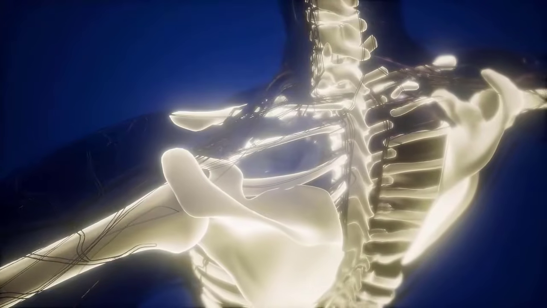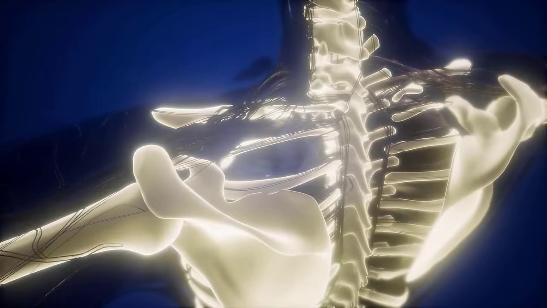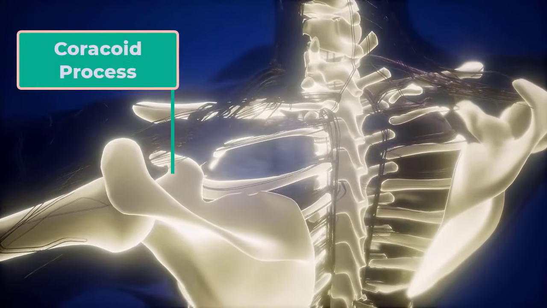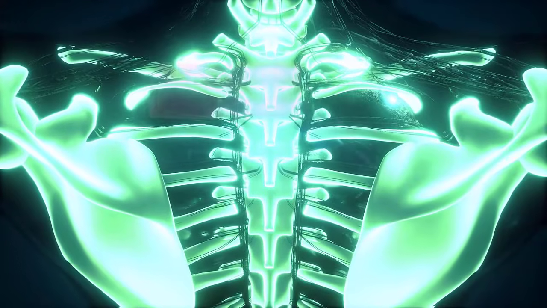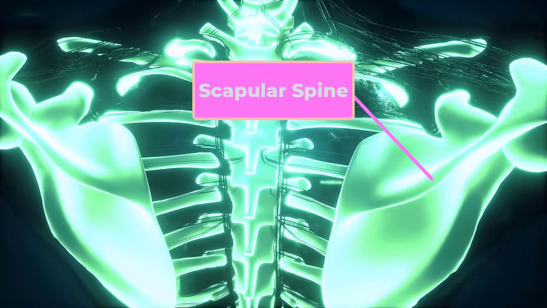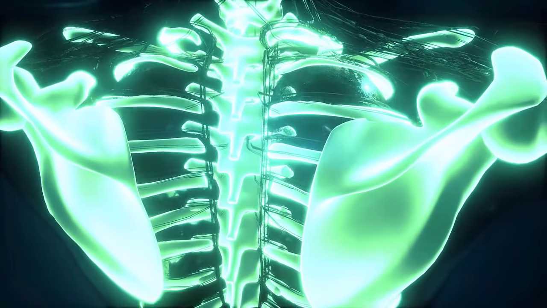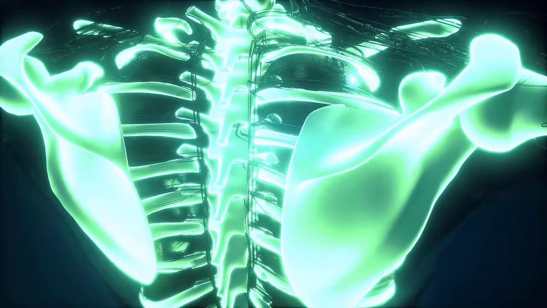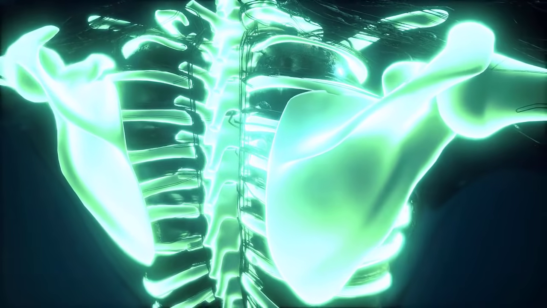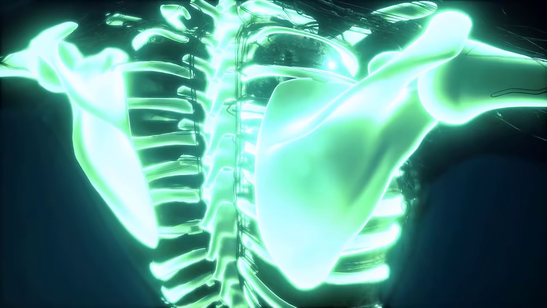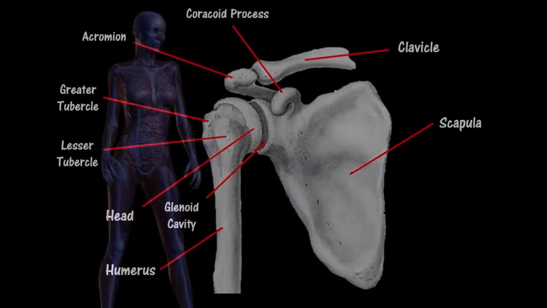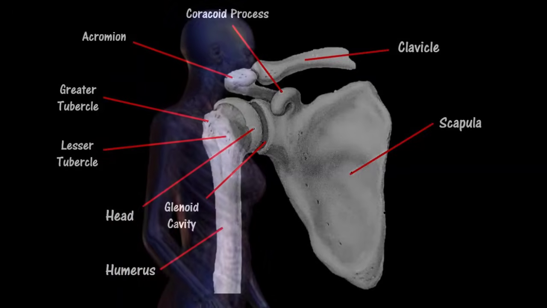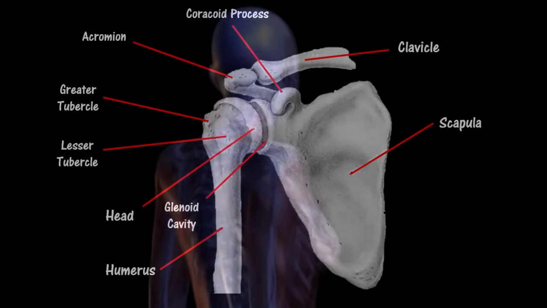The scapula also has two prominent projections. One is the hook-like coracoid process. On the posterior aspect, the spine of the scapula is a long prominent ridge that runs across the upper portion. Extending laterally from the spine is a flattened and expanded region called the acromial process. The acromion, or acromial process, forms the bony tip of the superior shoulder region.